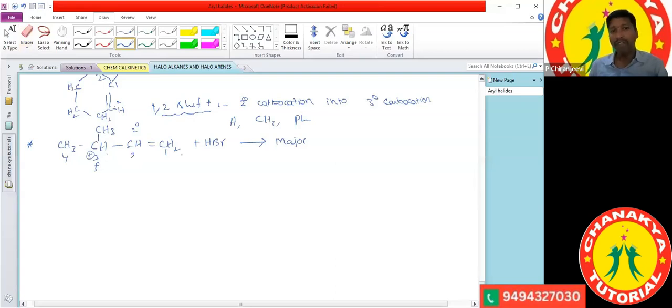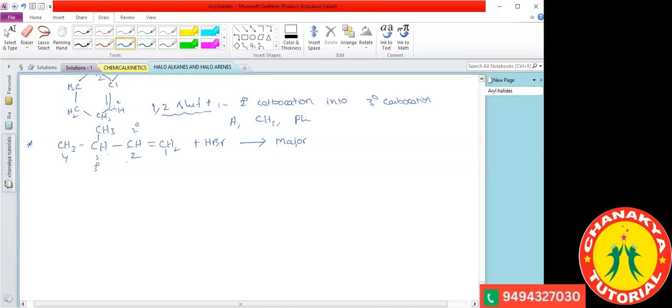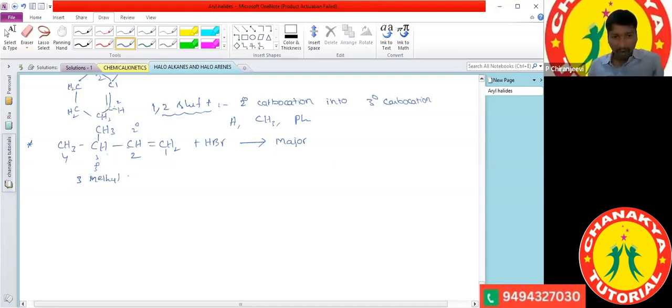First of all, what is the IUPAC name of the structure? Sir, 3-methyl but-1-ene. Very good, Aditi. 3-methyl but-1-ene is the IUPAC name of the structure. Now, let's see. It is an electrophilic addition reaction. The electrophile means we are adding H plus.